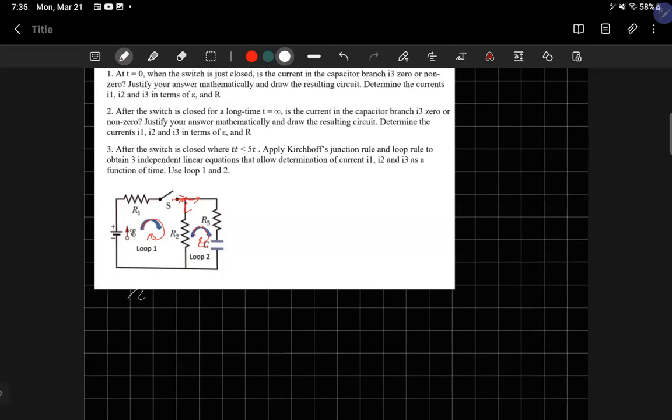Well, I can answer the first part right off the bat. I3 is going to be non-zero. And that's because whenever you just close it, the capacitor is uncharged, so it works like a conducting wire.